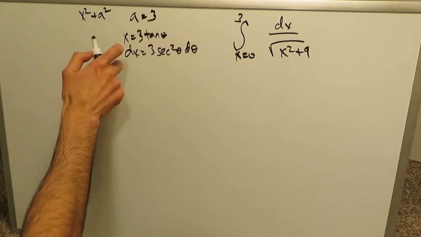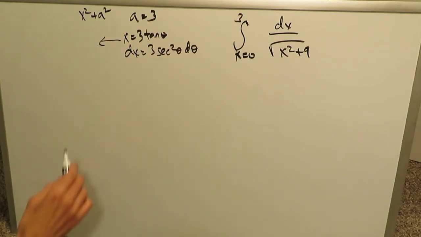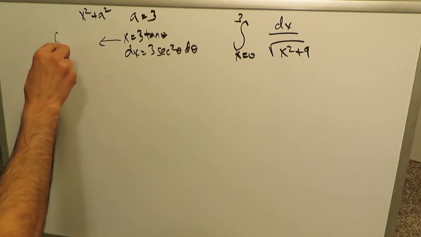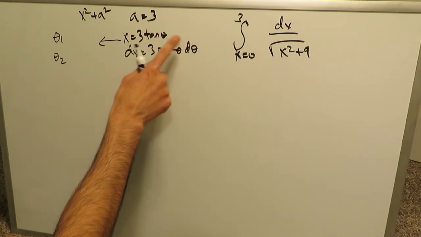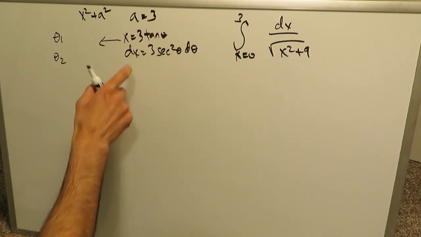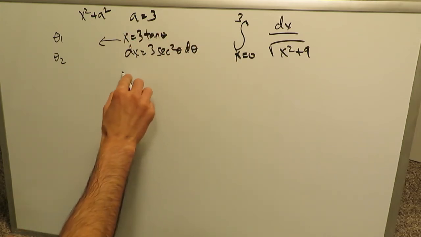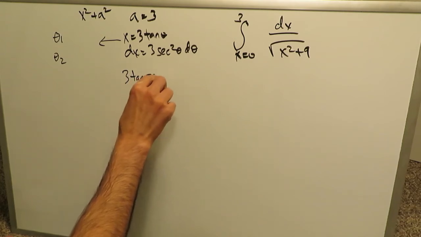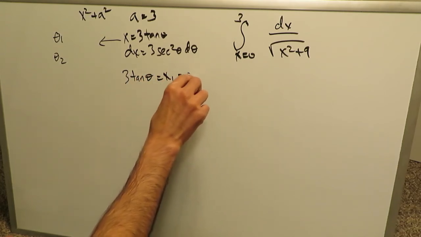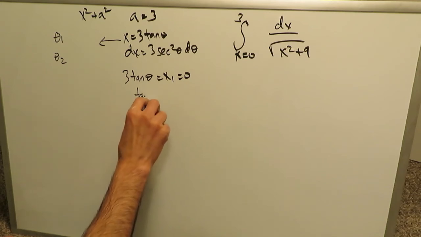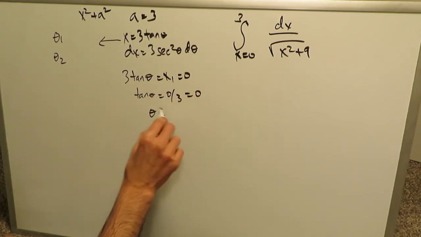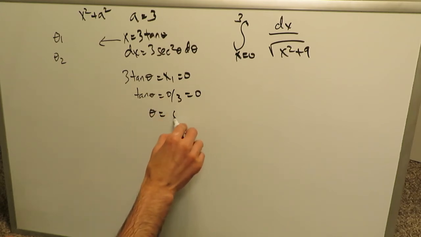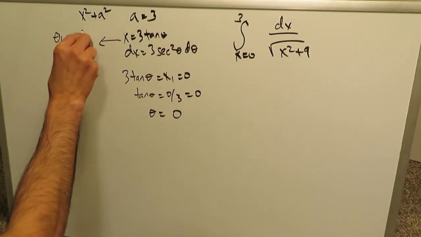This substitution leads you to a new bunch of intervals, theta 1 and theta 2, which you have to calculate. How do you calculate these? Well, you look at this equation and it equals these x values. Let's do them right over here, then I'll erase it. 3 tan theta is equal to x1, which is equal to 0. Tan theta is equal to 0 over 3, which is equal to 0. Theta is equal to inverse tan of 0, which is 0 degrees. So theta 1 is equal to 0.